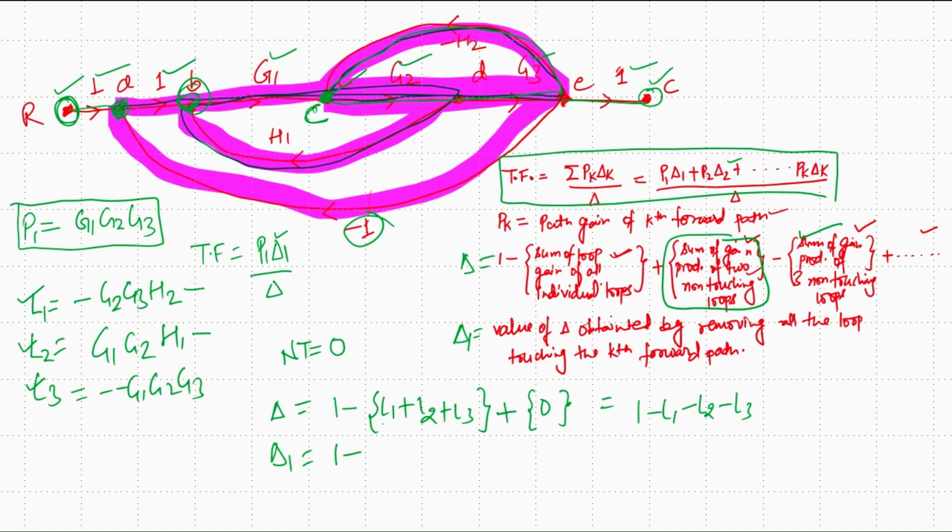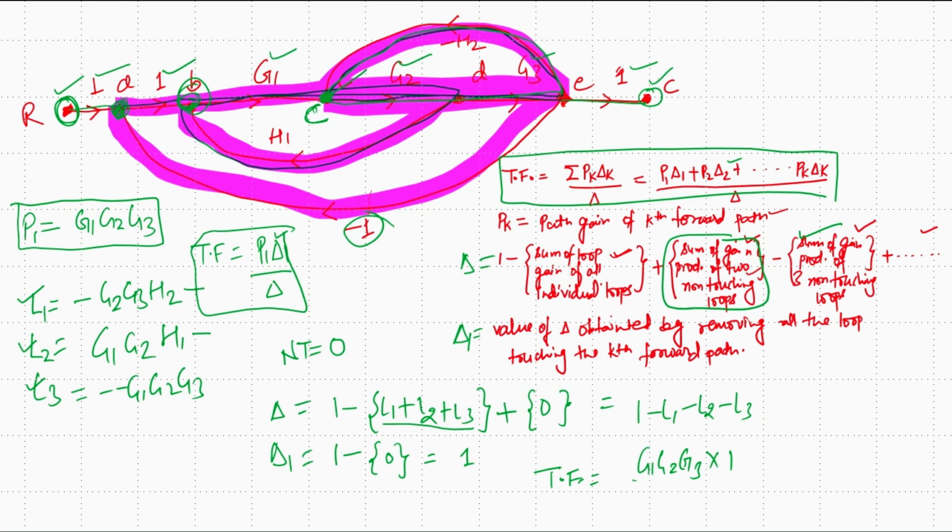So if we remove all these loops, the value comes out to be 0. So the value of delta 1 is 1. So finally, the transfer function, if we put all the values in this formula, P1 delta 1 upon delta, the transfer function value comes out to be: P1 is G1, G2, G3.